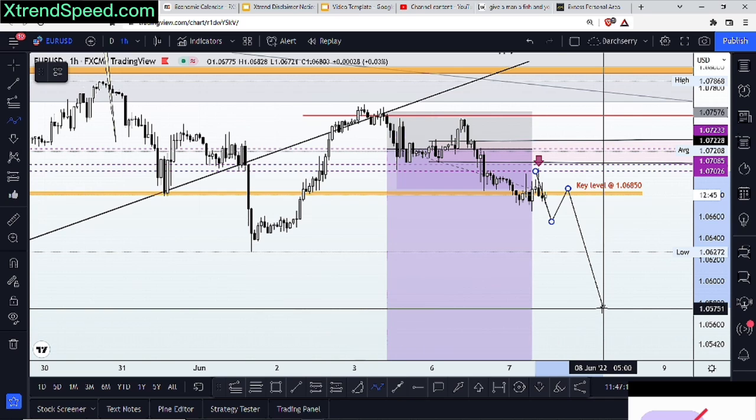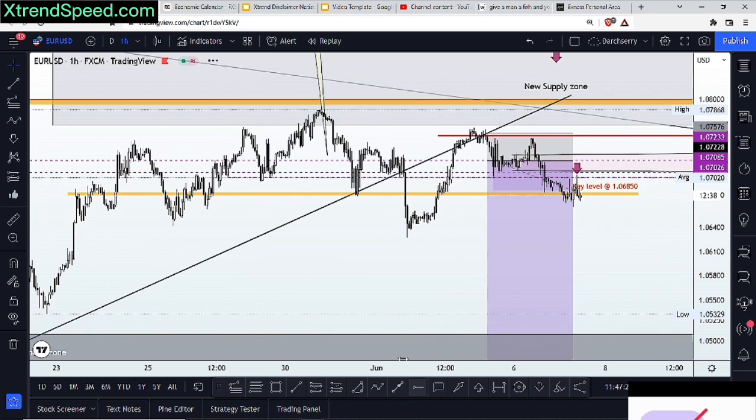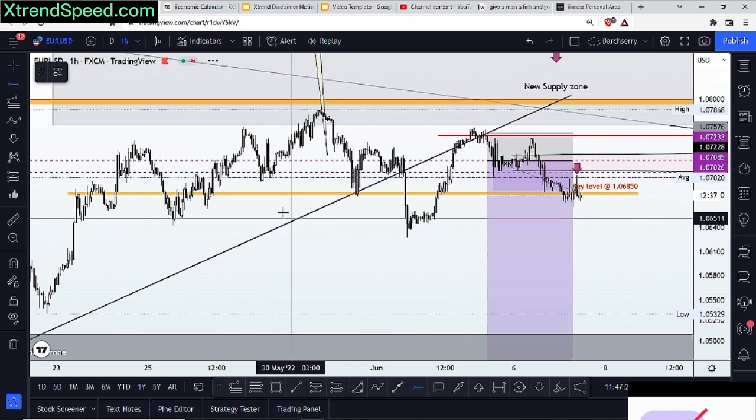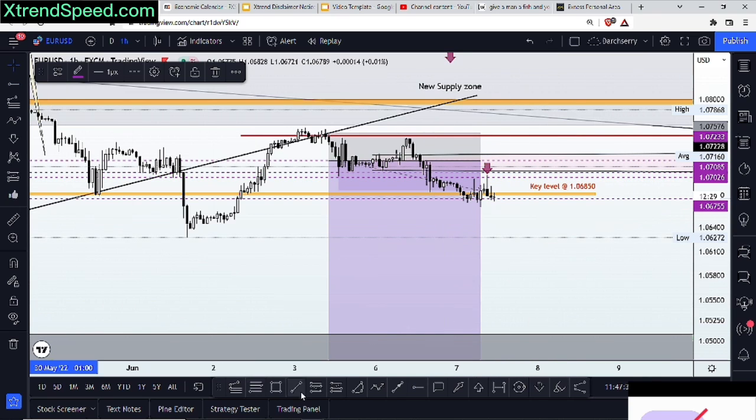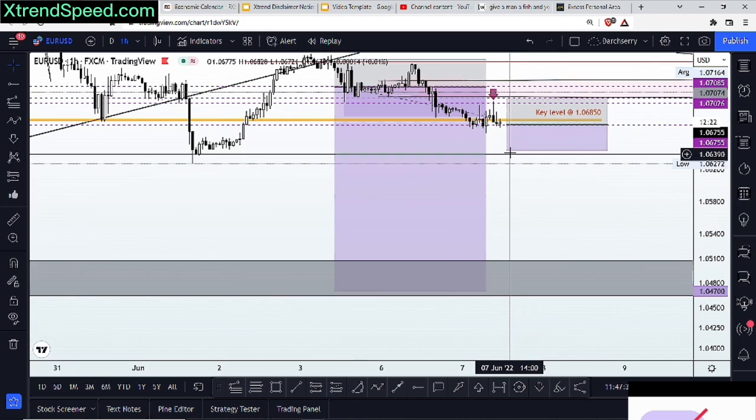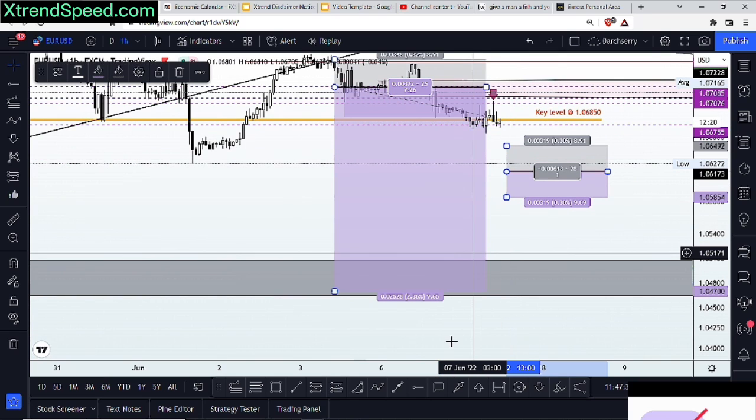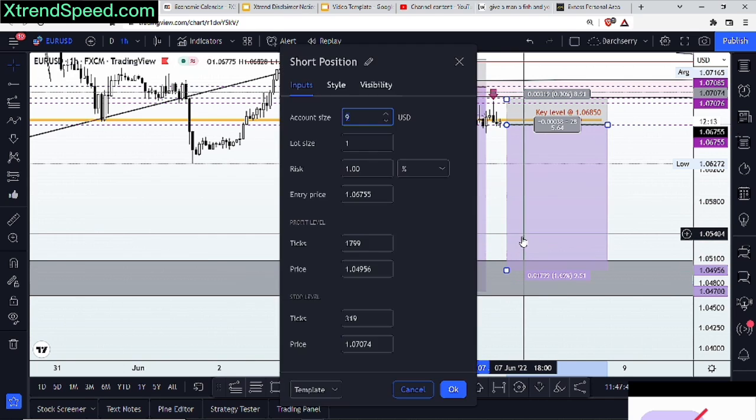So here, we have our entry point right below that key level, that is, after the confirmation has been done. Then we have a position that looks more like this, and our take profit targets. My profit target still remains at 1.04700. Personally, I will just adjust it to 1.05. Let's adjust it to 1.05.